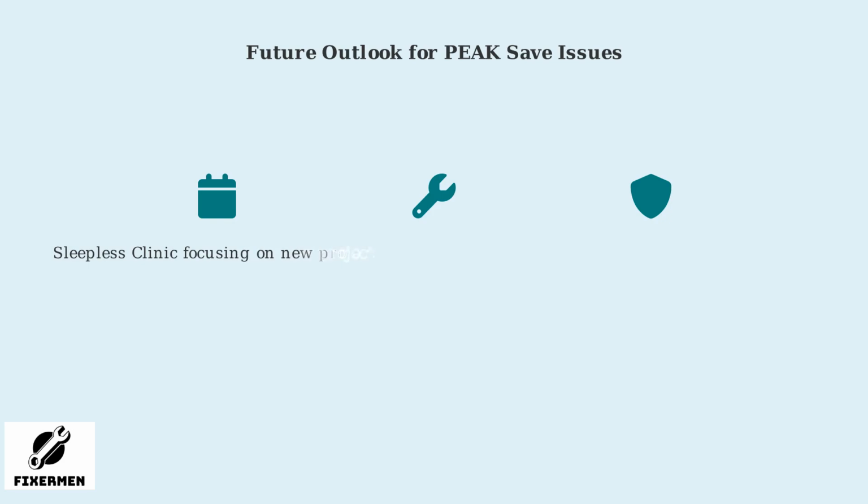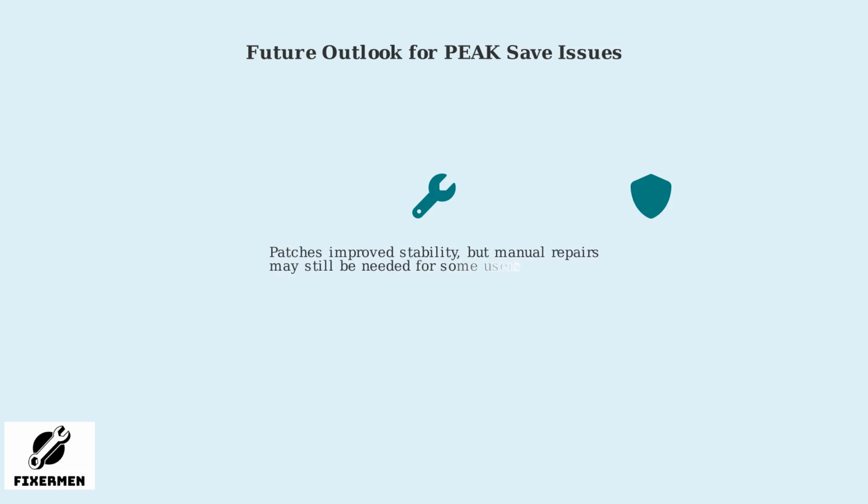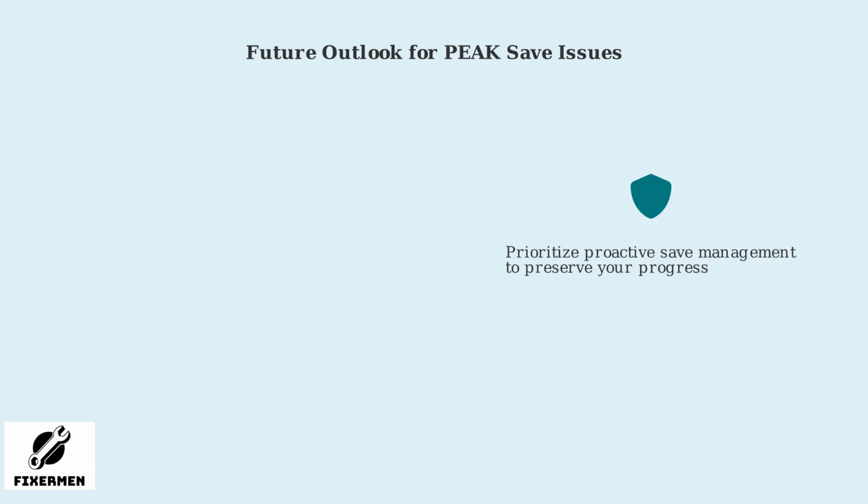The developers at Sleepless Clinic are now concentrating on new projects, which means no major updates for Peak are expected beyond 2025. The patches released so far have greatly enhanced the game's stability, reducing save corruption incidents. However, some players might still encounter issues and need to perform manual save file repairs as indicated by continuing support discussions. To protect your progress in Peak, it's essential to prioritize proactive save management. Regular backups and following best practices will help ensure you don't lose your hard-earned achievements.